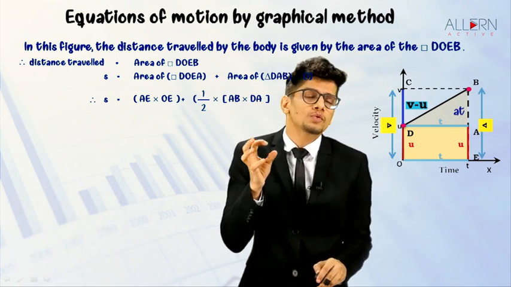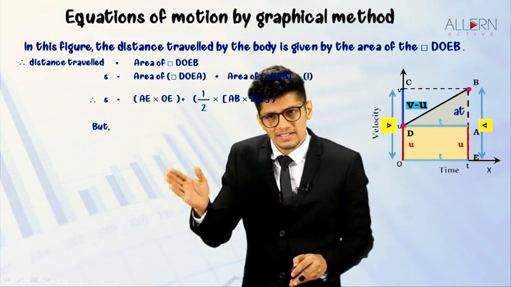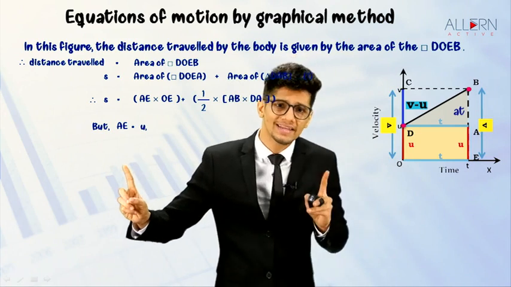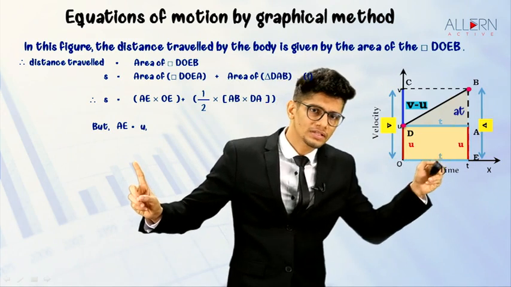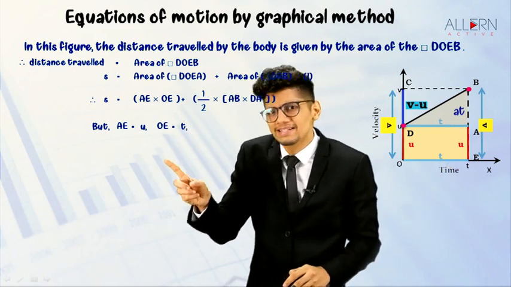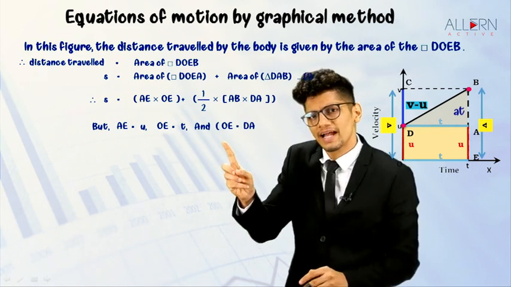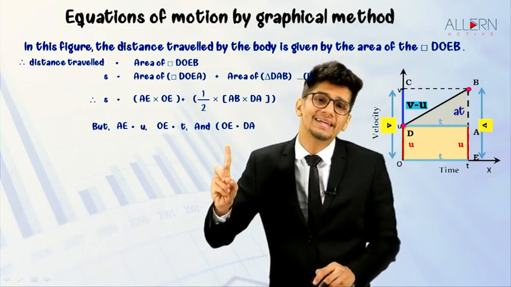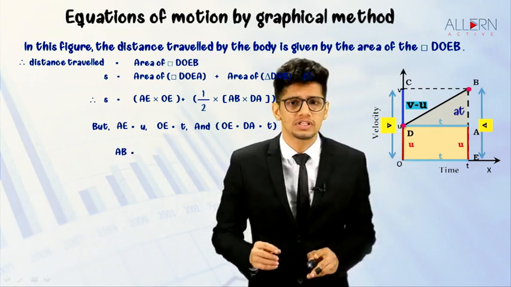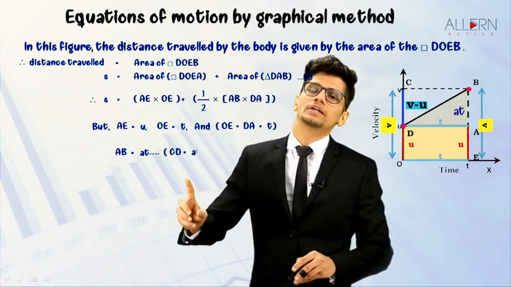Now what we have to understand is that we have certain values of these terms, right? So let us write down the values. We know that AE is equal to U, right? Where is AE? AE is over there. So AE is nothing but U. Now OE is equal to T. And one more thing we know is that OE is equal to DA, which is equal to T. And AB or BA is nothing but AT, because CD is equal to AT.